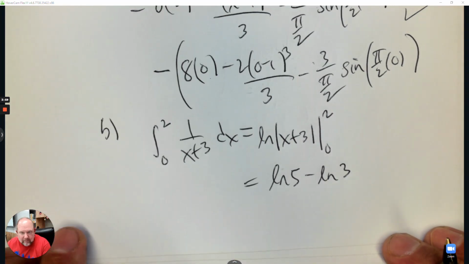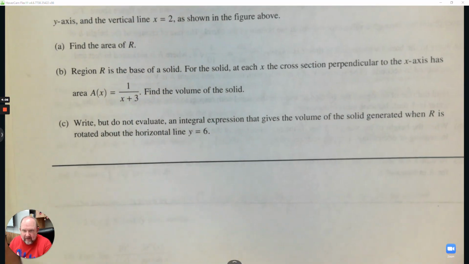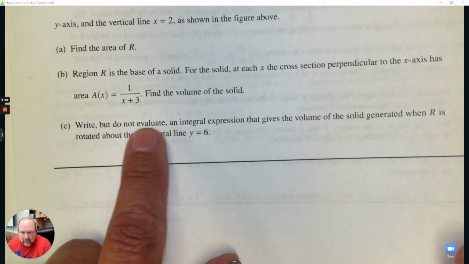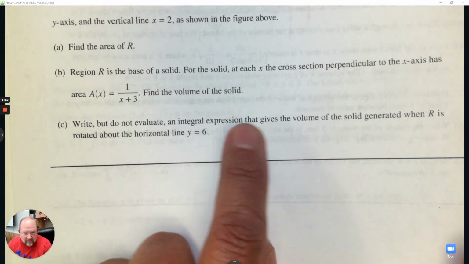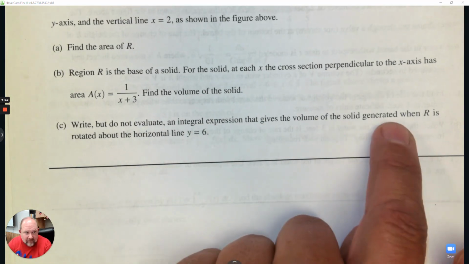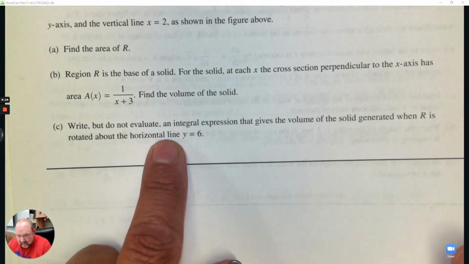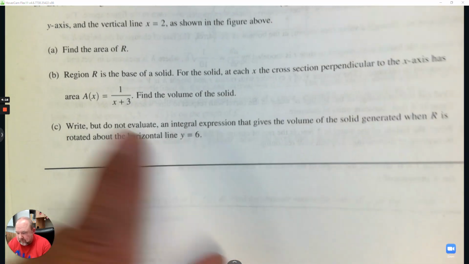All right, last one, part C. Now for this one, we're not evaluating, we're just setting it up. Write but do not evaluate an integral expression that gives the volume of the solid generated when that region is rotated about the line y equals 6. So y equals 6 is way up here.